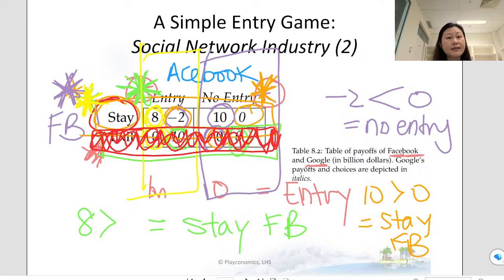But what is Facebook going to do? Facebook staying or entering will lose them 2 billion, and Facebook not entering will lose them 0. So very clearly, it has therefore been decided for us that Facebook will not enter the market.